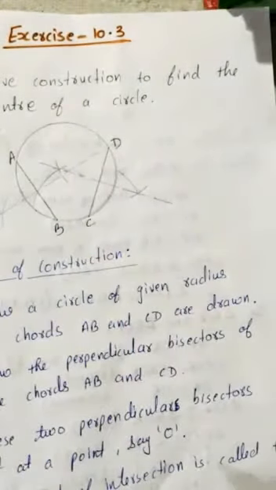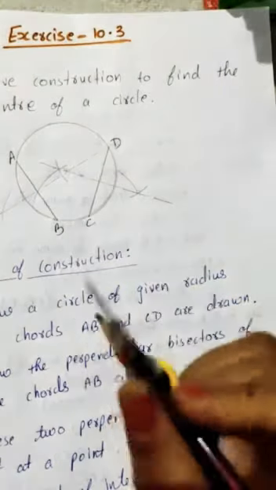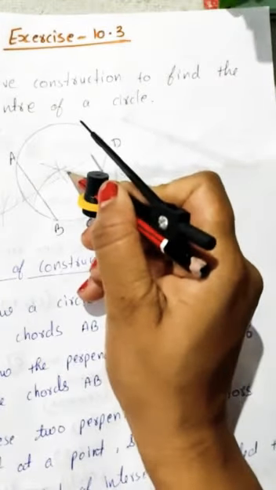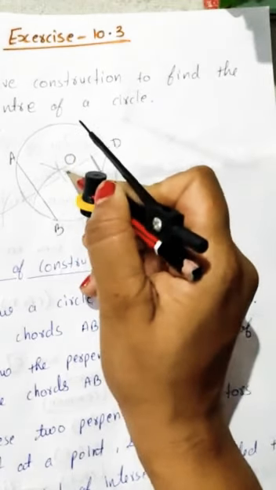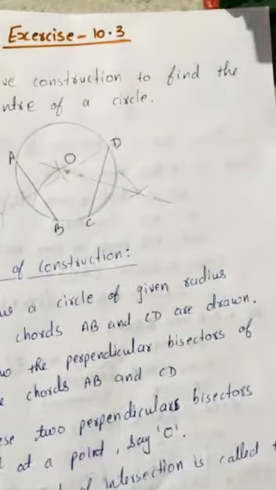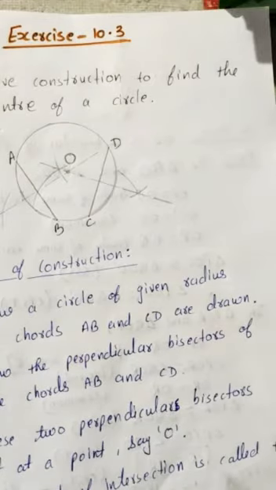Now the next step is these perpendicular bisectors will meet at a point. Let that point be O. So this is the center of the circle. That means the perpendicular bisectors of any two chords on the circle give us the center. So this is the second question. Now we'll see the next question.